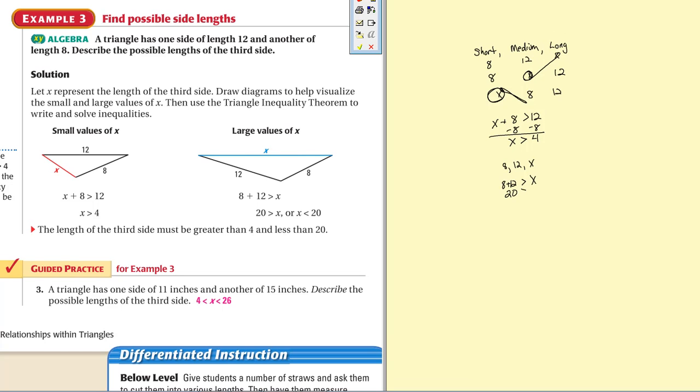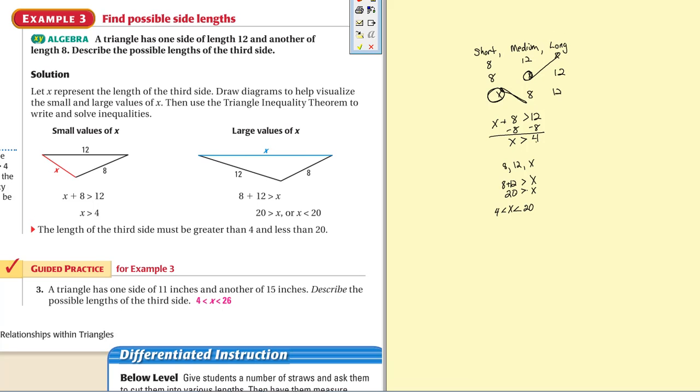Solving it, we get 20 has to be bigger than x. Or if we flip around, we can say that x has to be smaller than 20. So x has to be bigger than 4 and smaller than 20. We can write that as x is between 4 and 20. Now we don't put the lines under here because it can't be equal to 4 and it can't be equal to 20. It has to be in between.